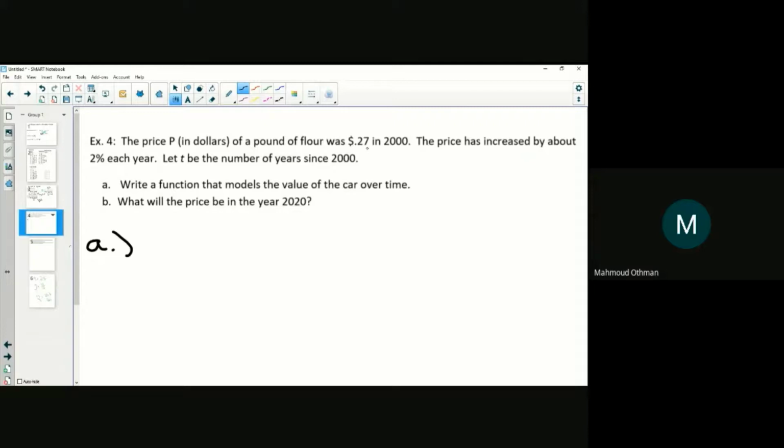So first thing we're going to do, we're going to answer A. So we know we're going to look for the starting point. So the starting value is 27 cents.